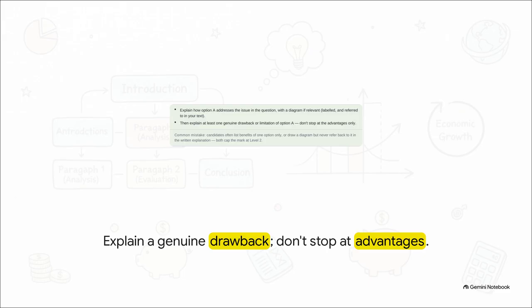Then, and this is a really crucial tip, you must explain at least one genuine drawback or limitation of Option A. A super common mistake is just listing the benefits. If you only give advantages, guess what? Your mark gets capped at level 2 again.